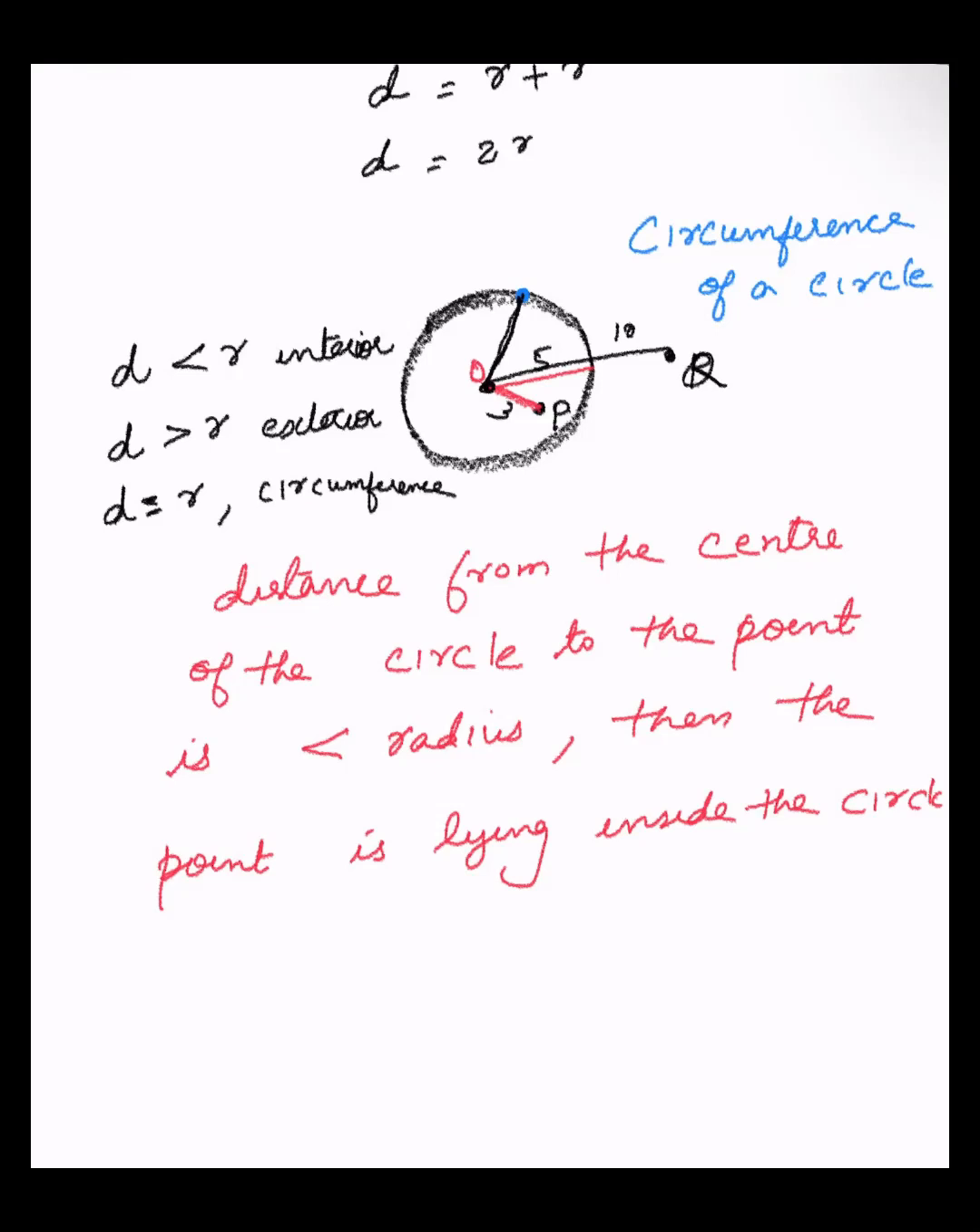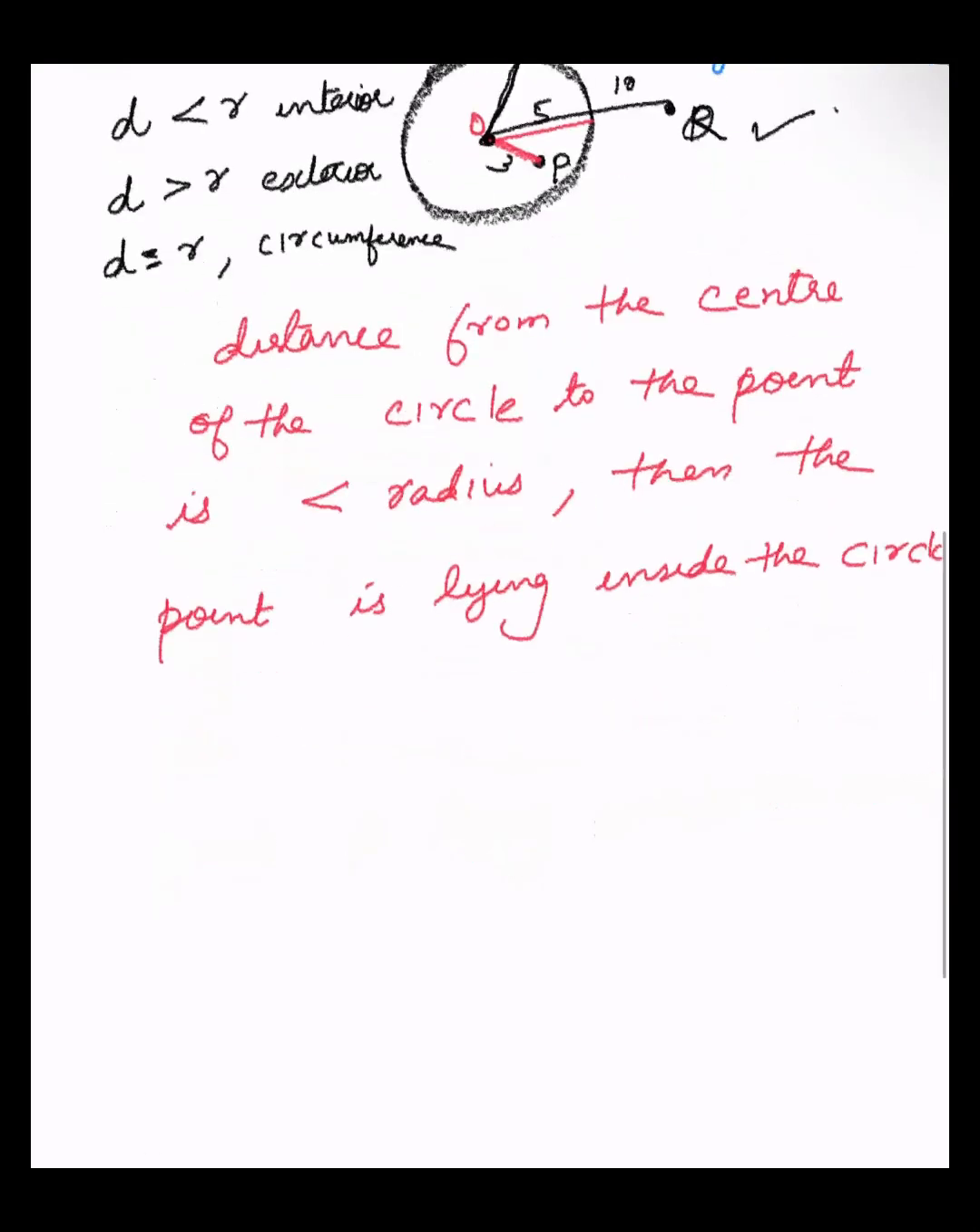If the distance from the center to the point is smaller than the radius, the point is lying inside the circle. If the distance from the center to the point is more than the radius, then the point is lying outside the circle, which is the case of Q. Now, if the distance and the radius both are equal, then the point is lying on the circumference of the circle.